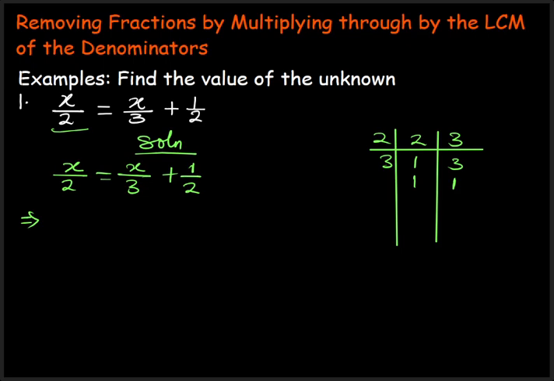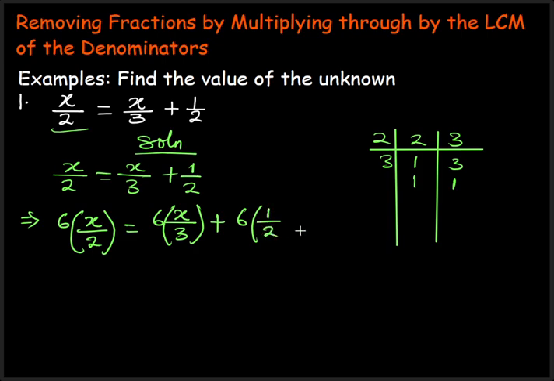Now, why will this not affect our equation? Because we are doing it to both sides. We multiply everything on the left hand side and multiply everything on the right hand side. So this will give us what? This will give us 6 bracket x over 2, equal to 6 bracket x over 3 plus 6 bracket 1 all over 2. And then what are we going to get here?